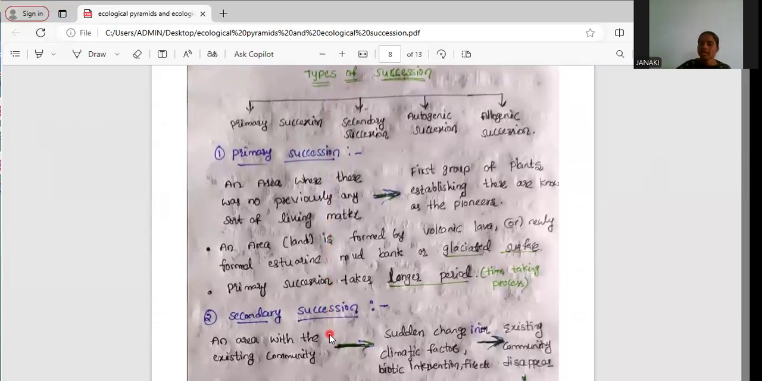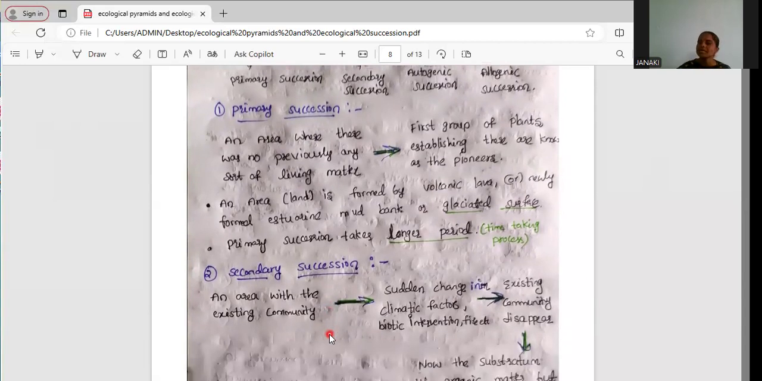Primary succession, secondary succession, autogenic succession, allogenic succession. We have four types of succession. First of all, I will discuss the first type, primary succession. It occurs in an area where there was no previous living matter. The first group of plants establishing there is known as the pioneer. The area is land formed by volcanic lava, a newly formed sand bank, or a glaciated surface.